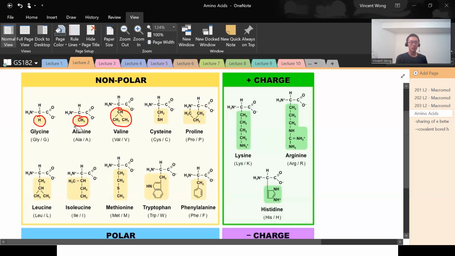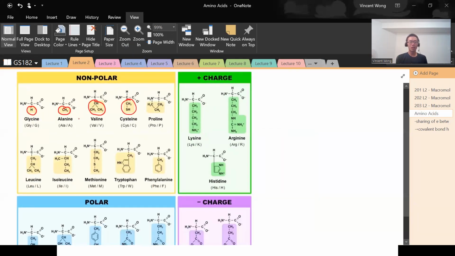Okay, you see they all look different. This one has an H, this one has a CH, and so on and so forth. This one has the S, the sulfur. That's why it's trace of sulfur, and so on and so forth. So depending on what the side chain is, they would have different properties. Some are non-polar, some are polar, some are charged, positive charge, negative charge. It gives them different properties. That's all.